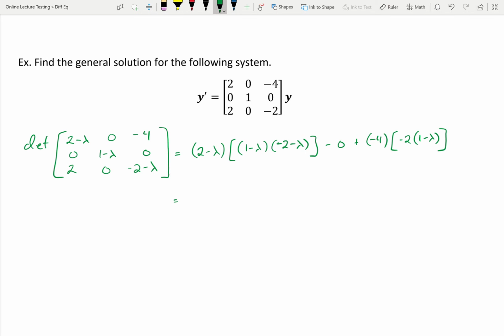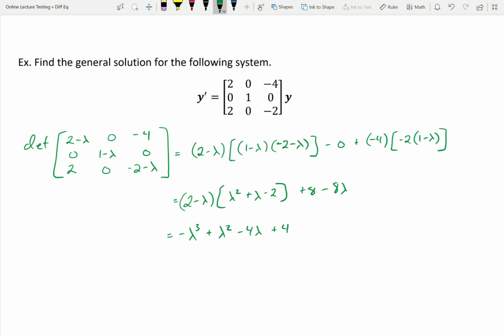All right, so multiplying things out, we're going to get 2 minus lambda times lambda squared plus lambda minus 2, plus 8 minus 8 lambda. And then multiplying things in and combining like terms, we're going to get negative lambda cubed plus lambda squared minus 4 lambda plus 4.